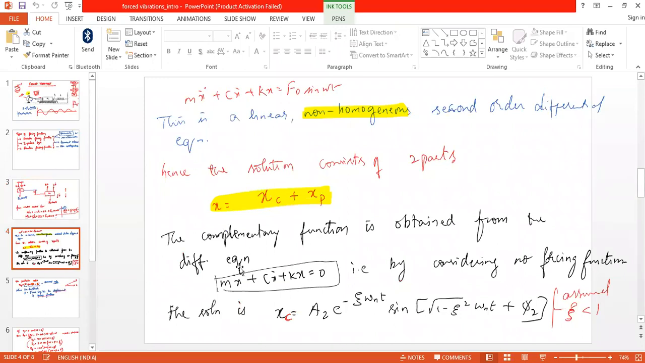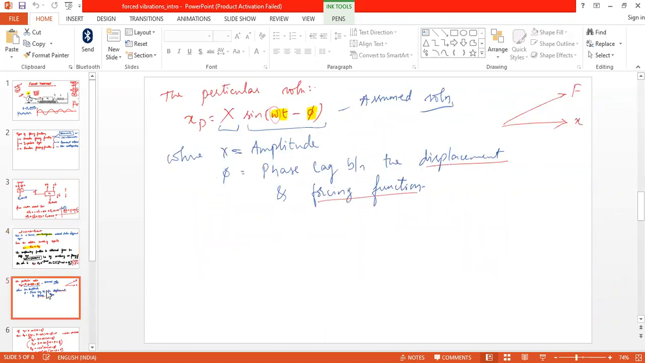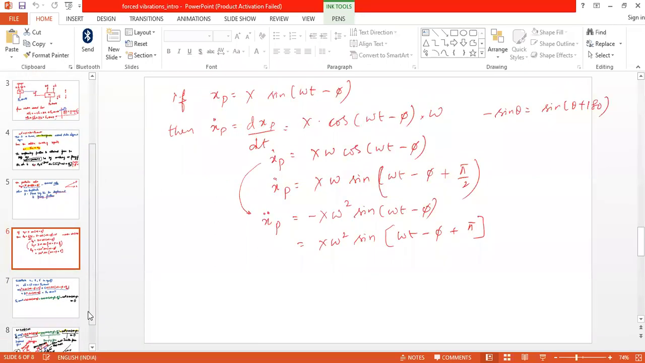The complementary function is obtained from the differential equation m x double dot plus c x dot plus k x equal to 0, that is, by considering no forcing function. This is what we have already solved in free vibration, and this solution is for values of beta less than 1. Now for the particular solution, we have assumed x sin omega t minus phi, where x is the amplitude and phi is the phase lag between the displacement and the forcing function.